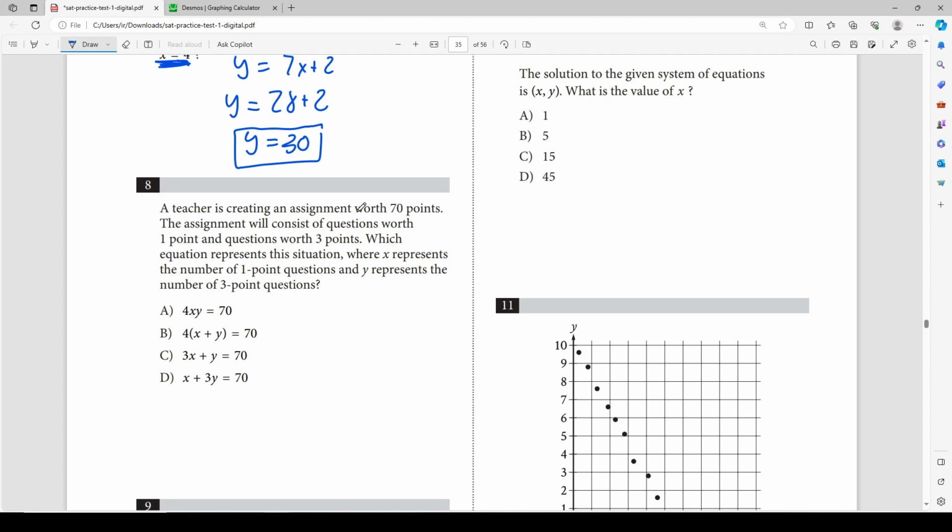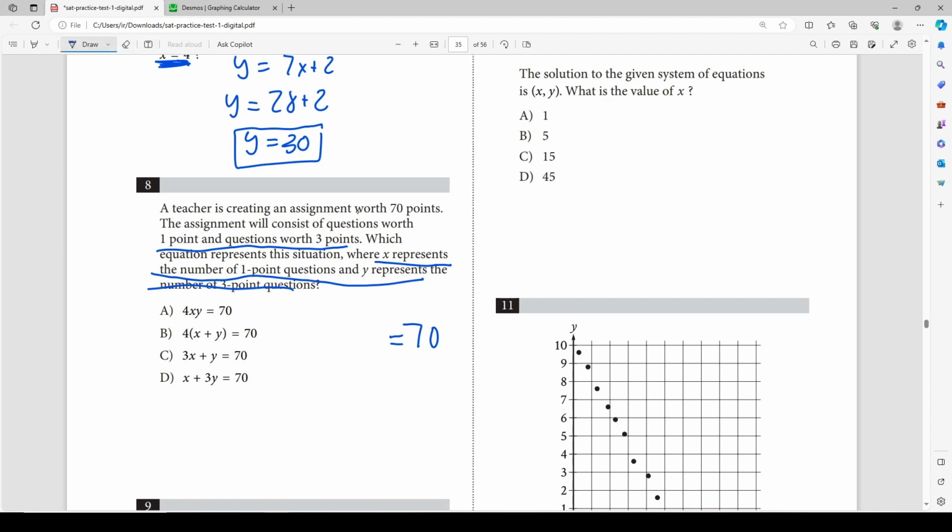So now we're going to move on to number 8. It says a teacher is creating an assignment worth 70 points. The assignment will consist of questions worth 1 point and questions worth 3 points. Which equation represents a situation where x represents the number of 1-point questions and y represents the number of 3-point questions, right? So the assignment is worth 70 points, right? Which means that in total, every single question has to equal 70. And we can see that reflected in the answers.